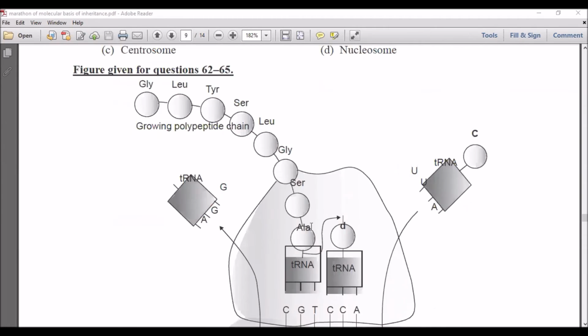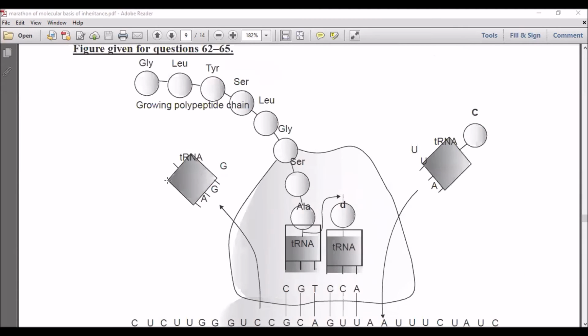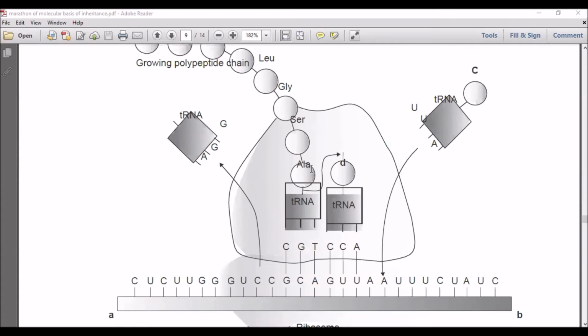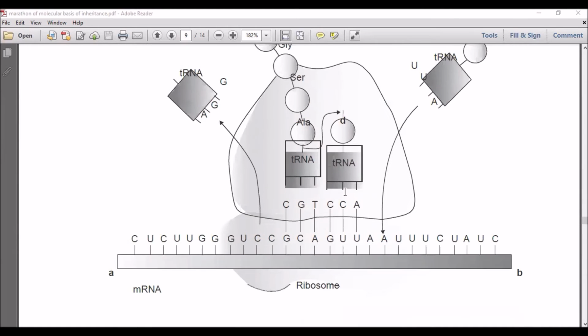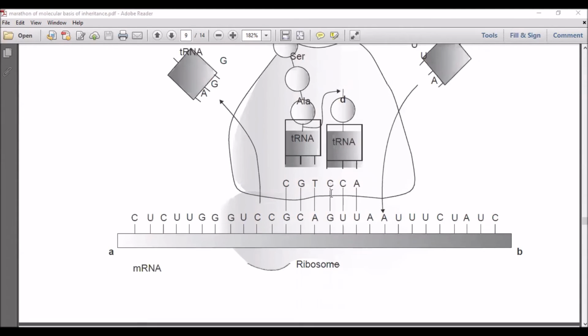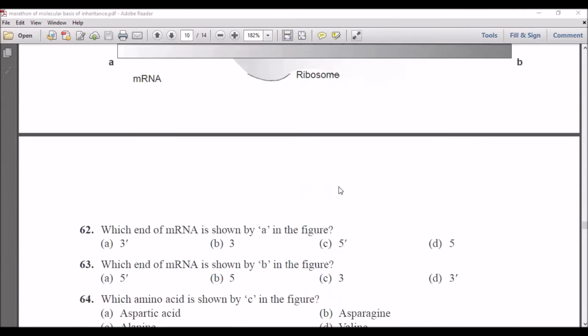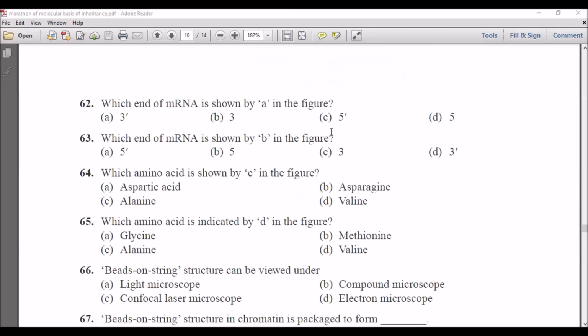This is the figure given. We know that this figure is showing the process of translation, how this translation is taking place, how these codons are read. Now we have to answer certain questions which are related to this figure. So by looking at the figure, we can answer these questions.